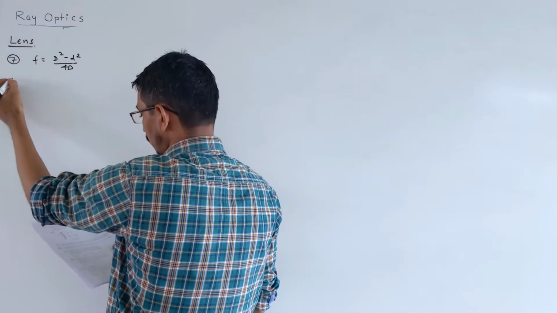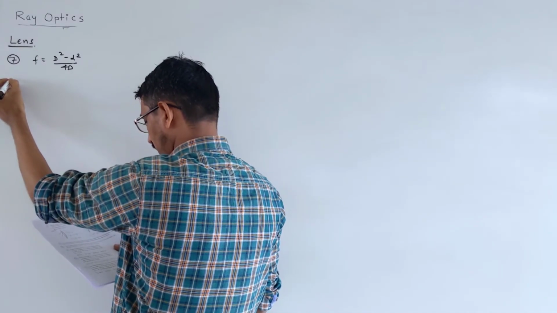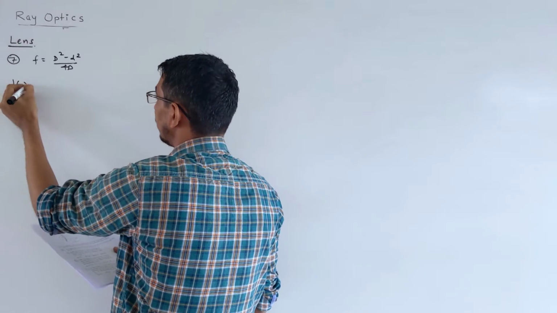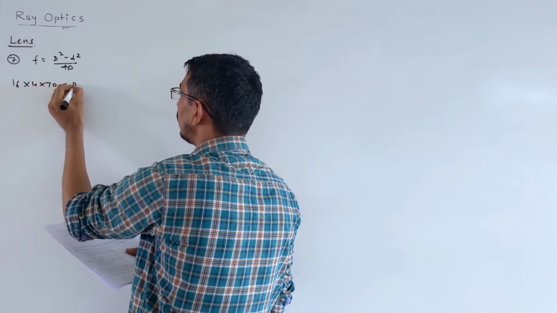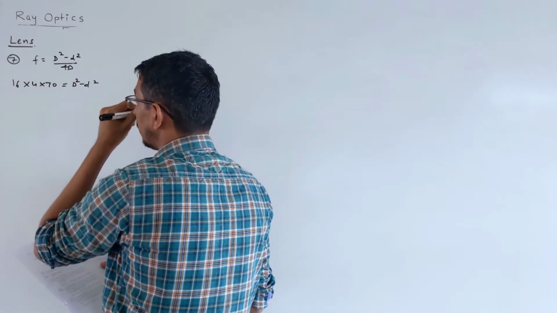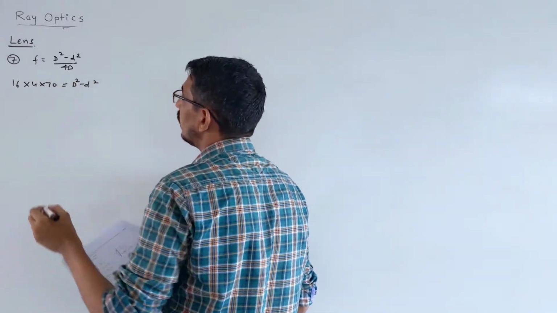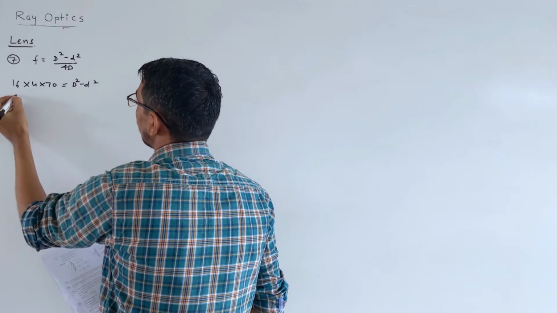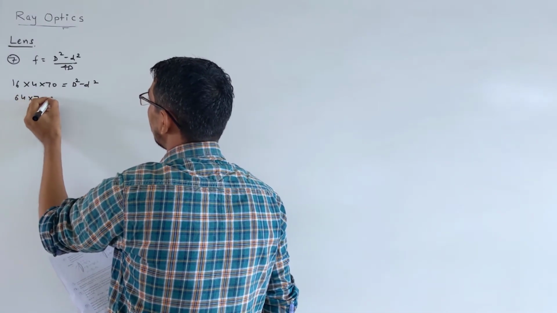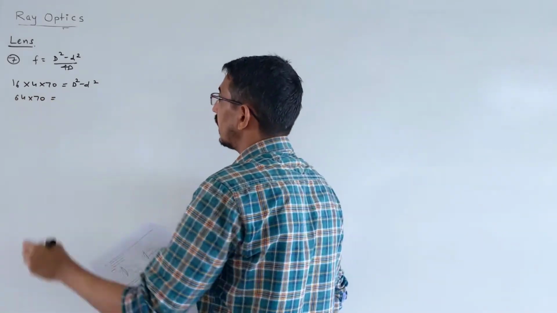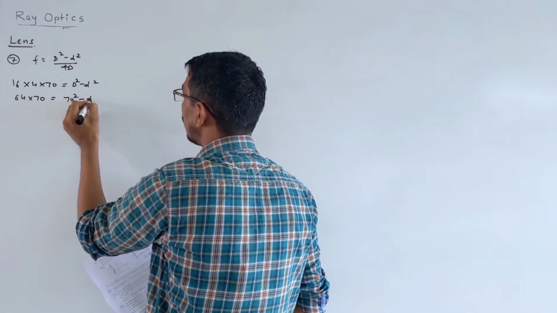So look here. f is given as 16 centimeter, equal to (D squared minus d squared) over 4D. D is given as 70. So 16 into 4 is 64, right? 64 into 70 is equal to D squared, where D is 70, minus small d squared.